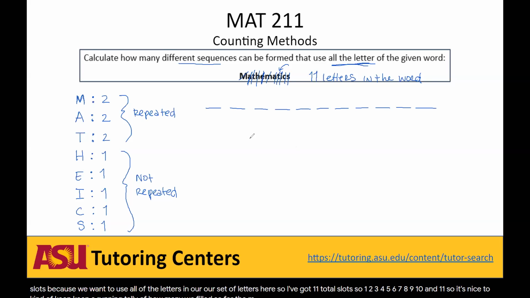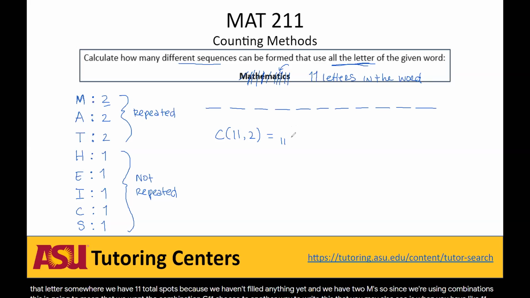So we'll start with the M's here. For the M's, if we start by placing that letter somewhere, we have 11 total spots because we haven't filled anything yet. And we have 2 M's. So since we're using combinations, this is going to be C, 11 choose 2. Another way to write this that you may also see is with an 11 and a C and a 2. These are exactly the same thing. It's just a different notation for it. But I believe you tend to use this version of it, so we'll go ahead and use that for now.